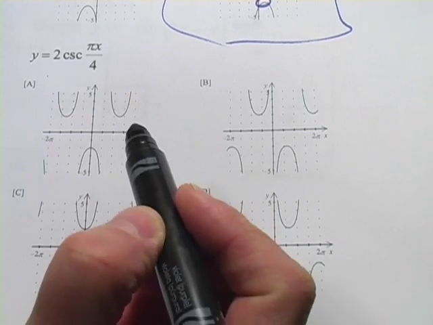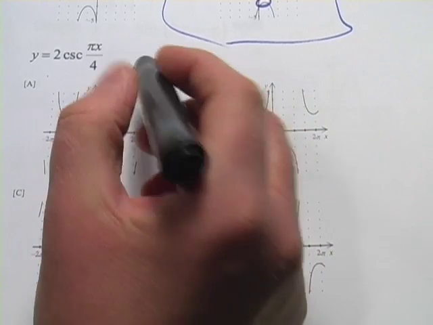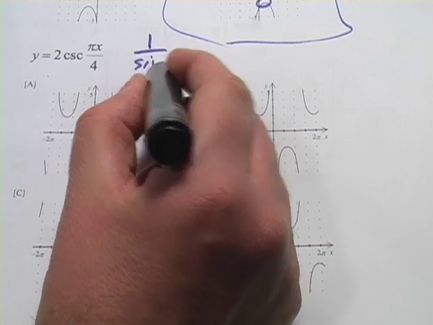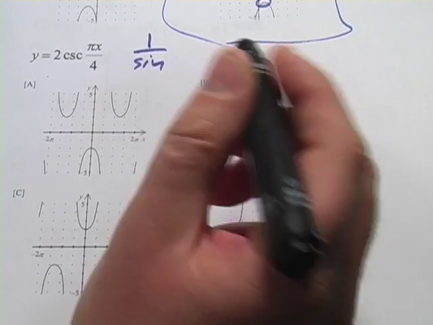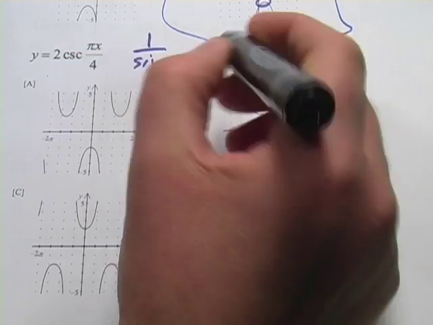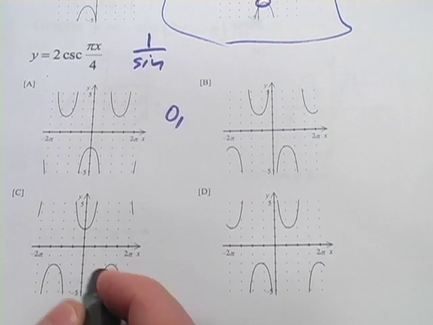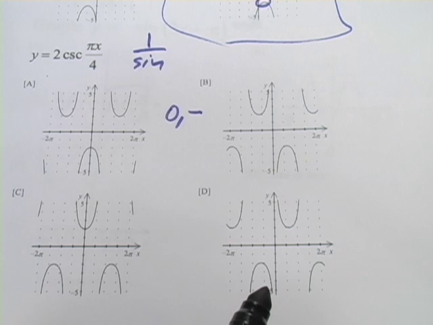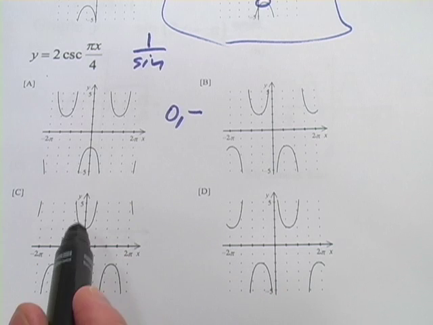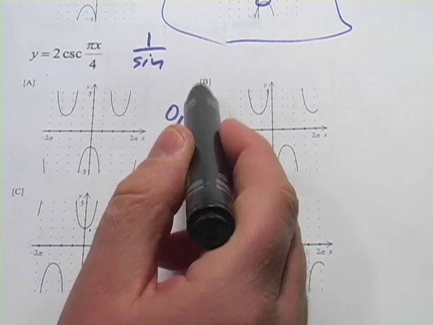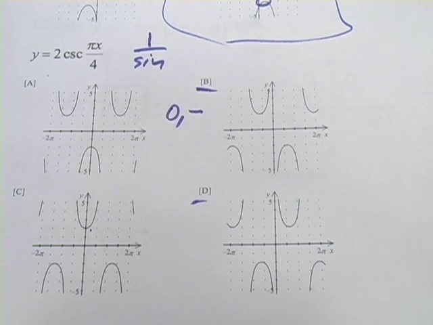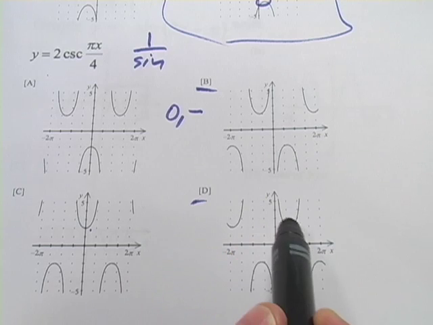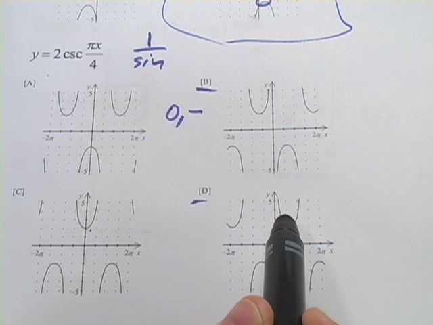So if I plugged in 0, I would have 0 here. And the cosecant is 1 over the sine. And the sine of 0 is 0, so it's undefined. So at the point x equals 0, this function is going to be undefined. So let's take a look for that. Definitely A is out. Definitely C is out. Looks like B and D are still in the running. The only question is, as it gets a little bit more positive, do I go towards a negative value or do I go towards a positive value?